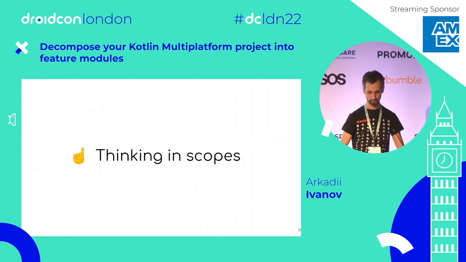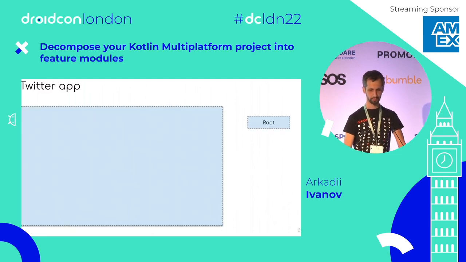Let's again use the Twitter app as an example and decompose the app into a number of scopes. Again, it's just an example, nothing related to the real app. The topmost scope is the root scope. This is the scope that is created at the very beginning of the app's lifecycle. It holds everything that works in the app. All the logic, repositories, data sources, everything is inside this root scope.